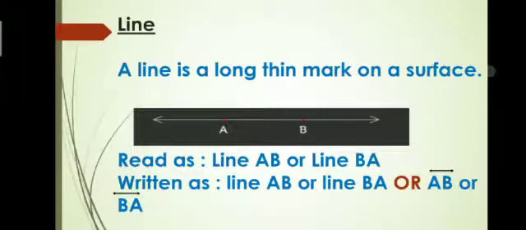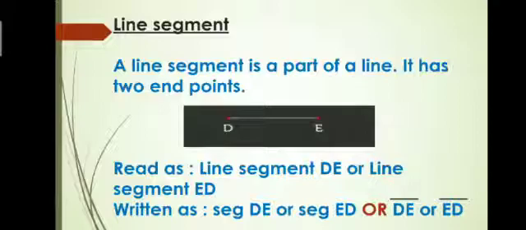Students, next is line segment. A line segment is a part of a line. It has two endpoints. Students, look at this segment. It has two endpoints, D and E. We read it as line segment DE or line segment ED. It is written as seg DE or seg ED, or with the symbol of the line segment above the letters DE or ED.